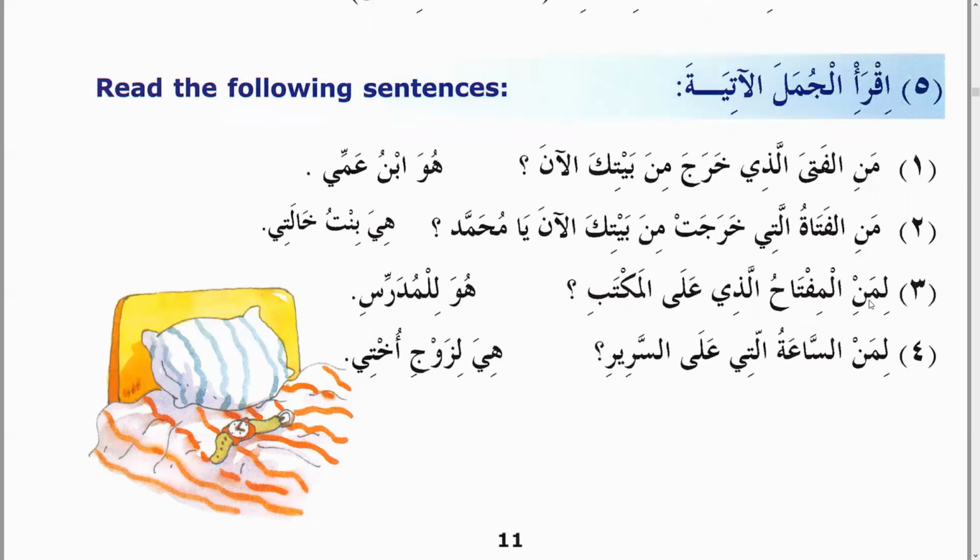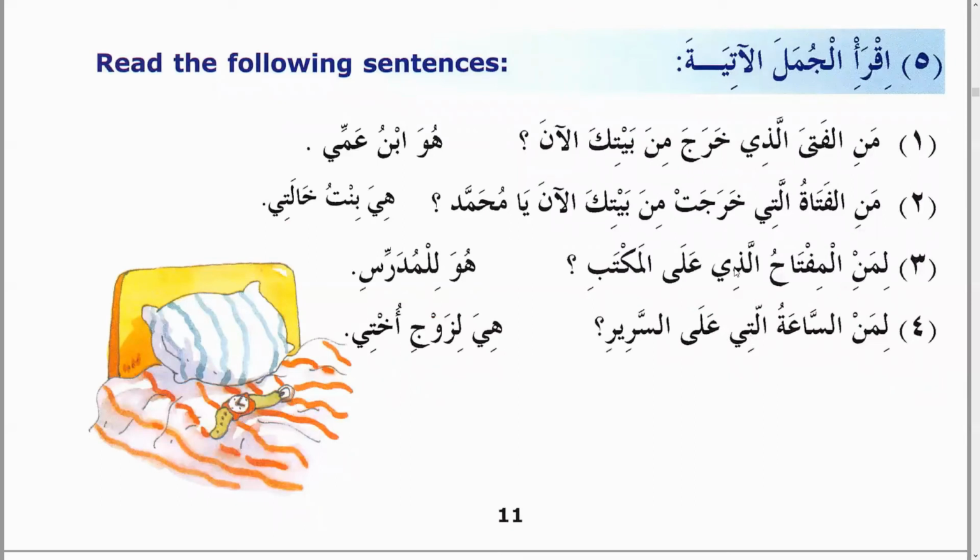Limanil miftah. See again, kasra. Limanil miftahu. Whose is this key? Allati alal maktab, which is on the table. Huwa lil mudarrisi. It belongs to the teacher. Li again is a harfu jar, belonging to. The meaning here is belonging to. Or it is for the teacher also. The meaning is the same. It's for the teacher or belonging to the teacher. Whose key is this? It belongs to the teacher.